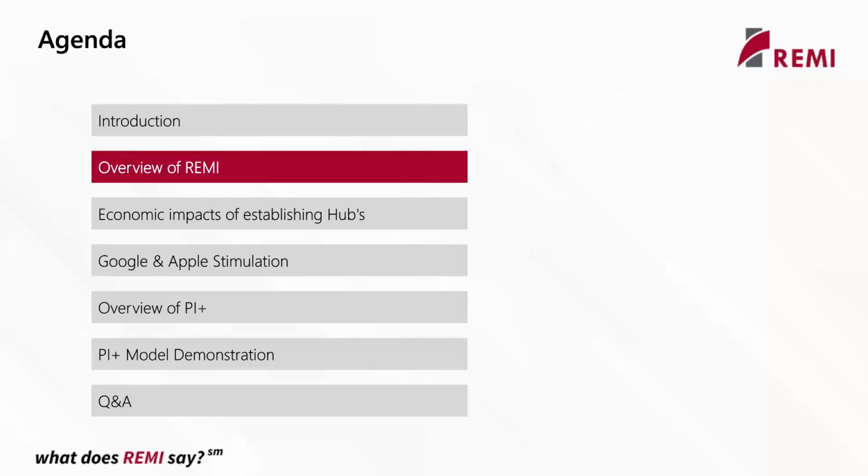But first, I'm just going to give you all a quick rundown of what to expect from this presentation. So, of course, what's going to come next is an explanation of REMI, who we are, what we do, and also how our model works. The next thing is going to be the economic impacts of establishing these hubs. Then directly after that is going to be our Google and Apple simulation, where you all will get a quick overview of some of the variables and levers that we will pull during our live demonstration.